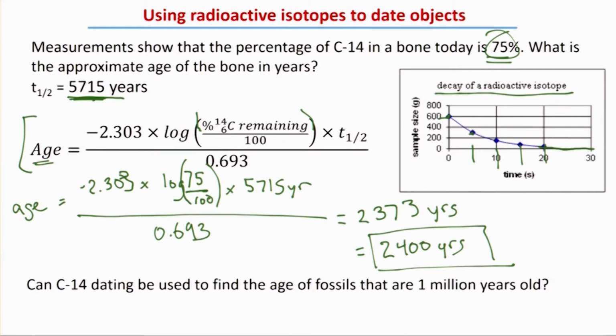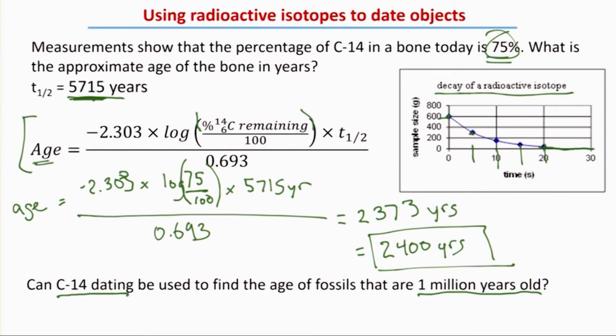Here's the last question I want to leave you with, trying to get you to think. Can carbon-14 dating be used to find the age of a fossil that you estimate to be around 1 million years old? Would that be possible? One of the things you want to think about is comparing your estimated age of the fossil to the half-life. You want to choose an isotope that has a half-life that's close to the age of the object.